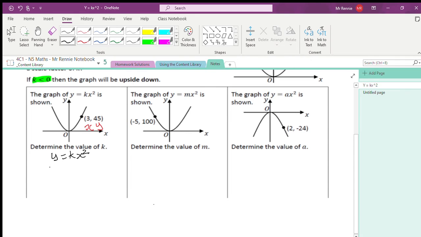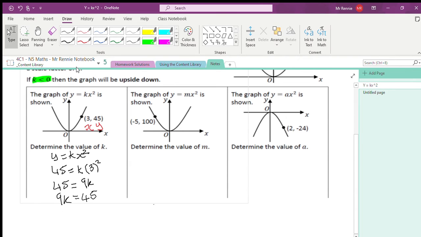I'm then going to substitute the two values that I've got, so I know what x is and what y is. So y was 45, that's going to equal k, since we don't know what k is, multiplied by what x was, which was 3. I need to remember it was x squared, so it's 3 squared. I'm then going to work out the right hand side, so 3 squared is 9, so I get 9 lots of k on that side. Now I've got an equation I can solve to work out the value of k. Normally we switch these round so that we have the letter on the left hand side, so it's going to be 9k equals 45.